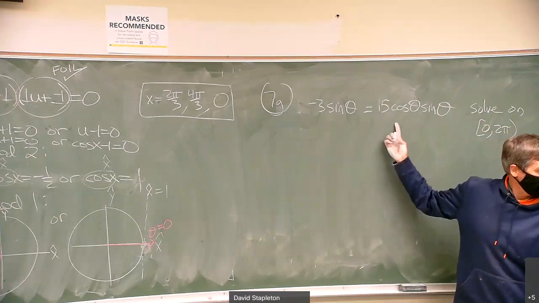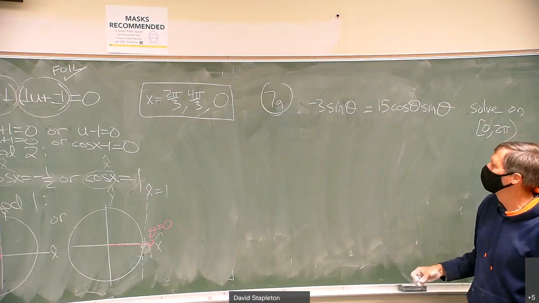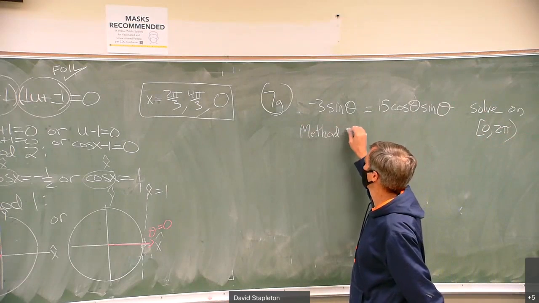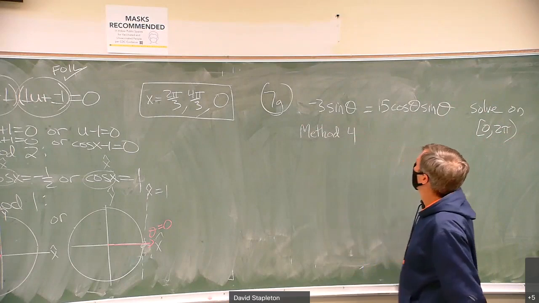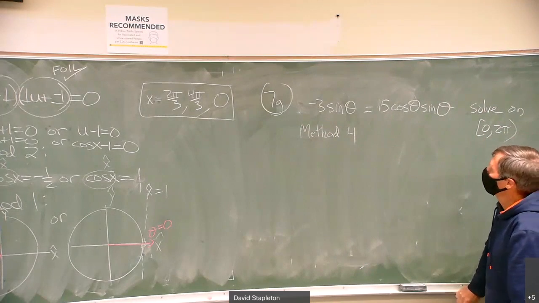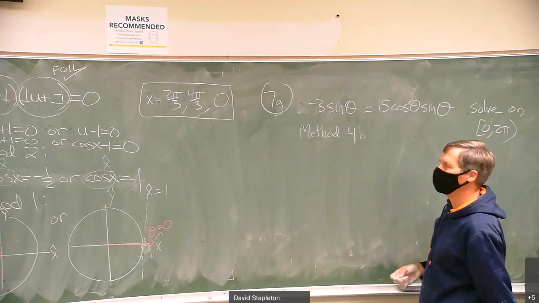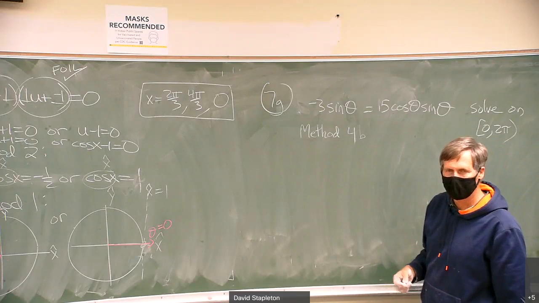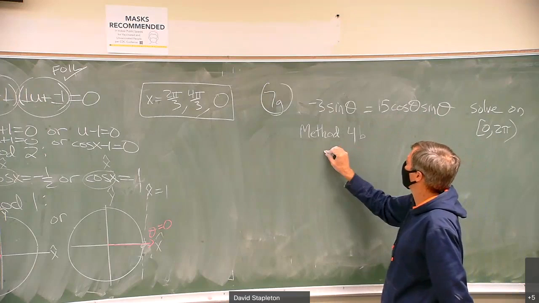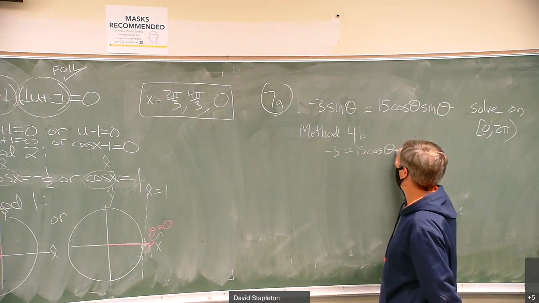Use your recipe book, right? More than one trig function, I need method 4, right? So method 4. How do I get rid of the trig function? Well, this is going to be method 4b. First thing I want to do is, here's a temptation, all right? Don't do this. What if I just say, wait a minute, there's a sine x, I can divide through it, right? This is minus 3 equals 15 cosine theta. What's wrong with that?